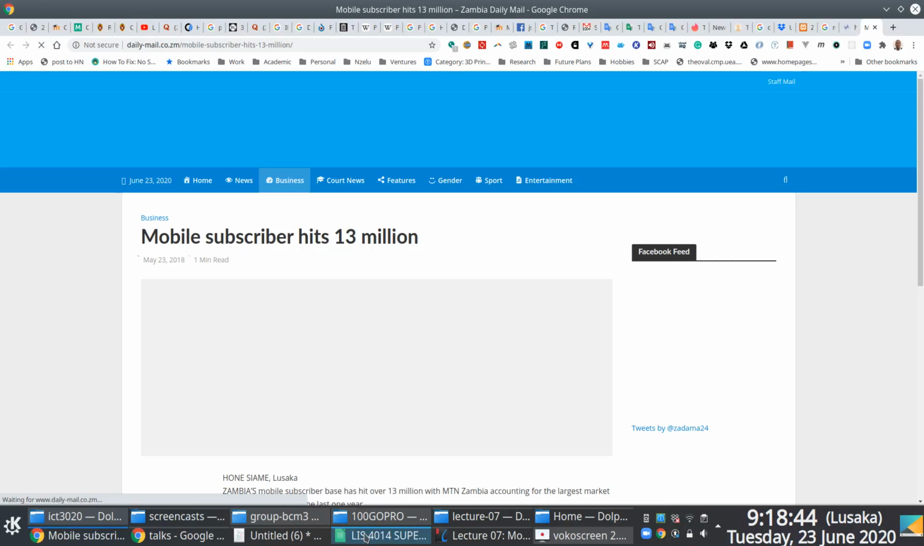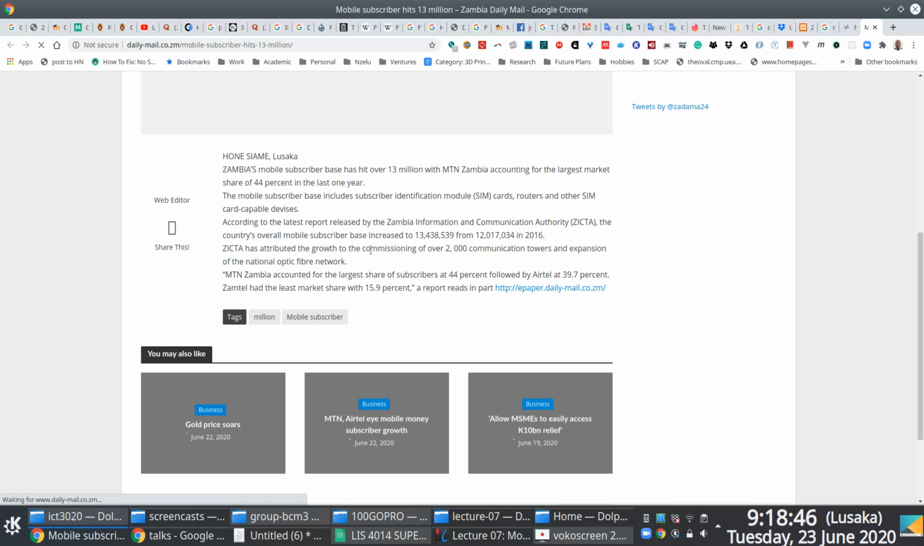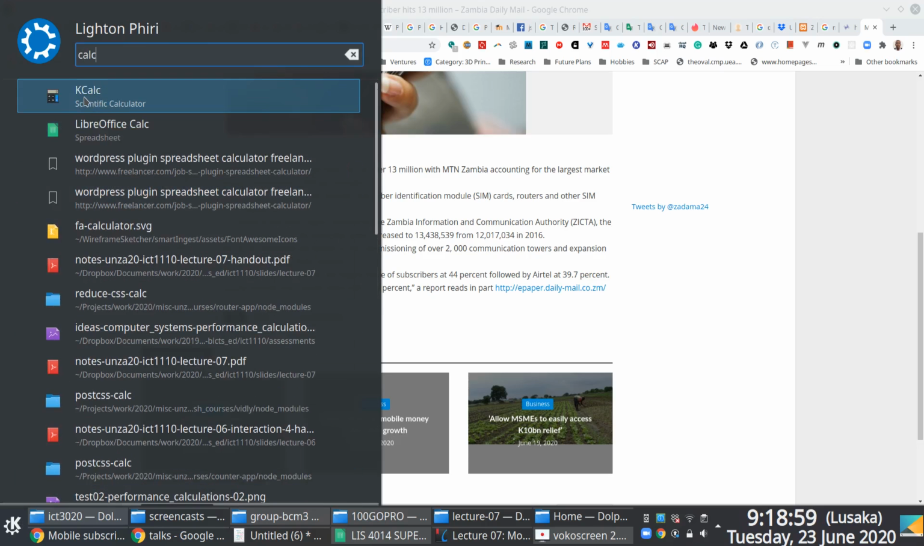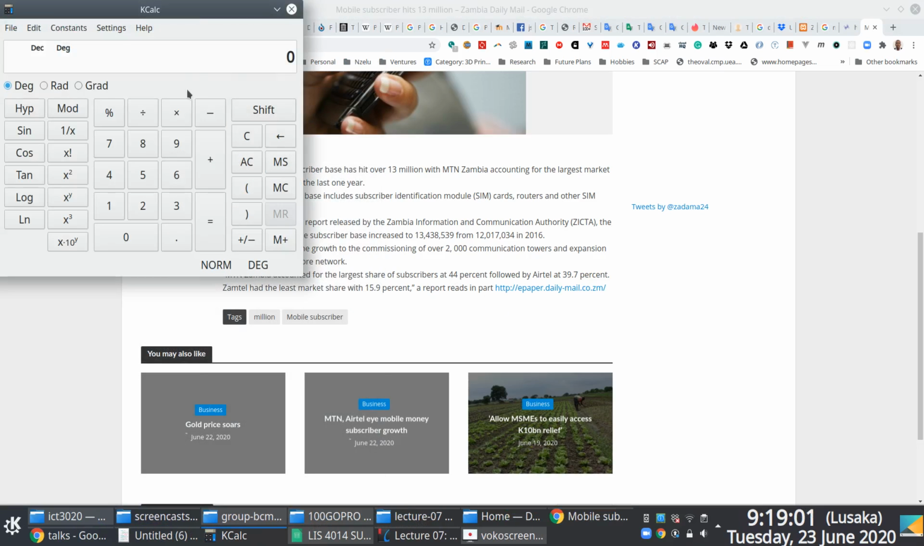And Chrome as well. But what I was saying is we'll just go with the 2018 one because it's 2 years ago as opposed to the Zicta one. This Zicta hit was from 5 years ago, so 2015. So if you notice from this breakdown here, what they're saying is, looking at this mobile subscriber base of 13 million, MTN at this point in time had 44%, right?